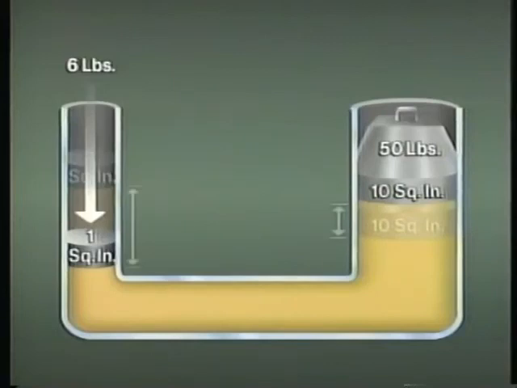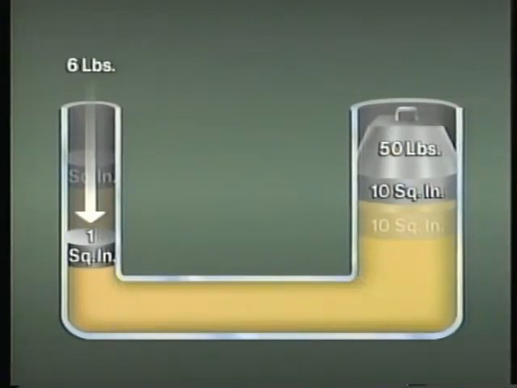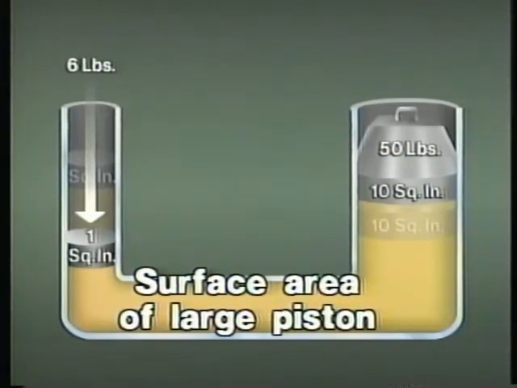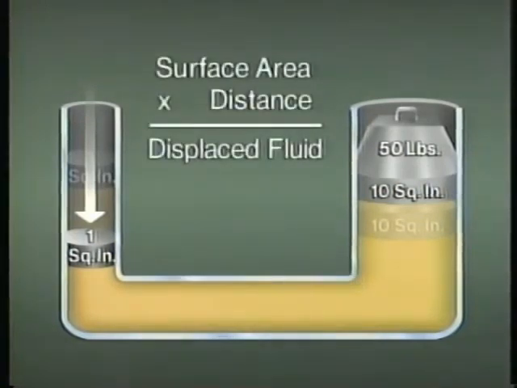Notice that the small piston moved much farther than the larger piston. The distance that the larger piston moved basically depends on two factors: the volume of fluid displaced by the movement of the small piston and the surface area of the larger piston. The first factor can be determined by multiplying the surface area of the piston by the distance the piston moves.